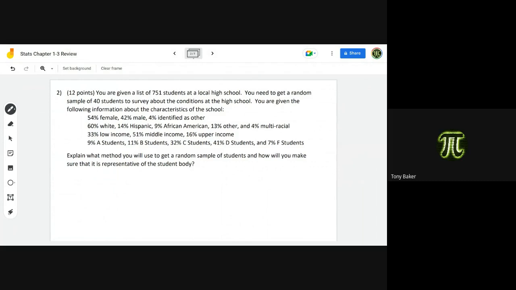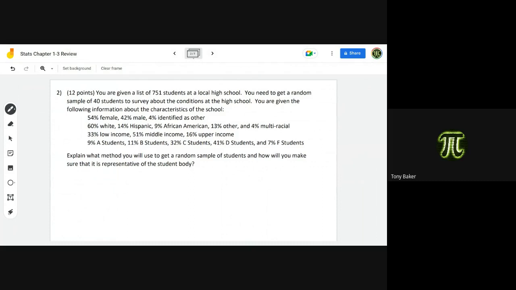Yep, you can get a random number generator and just select 40 people out of 751. Would probably not be the best way to go. So that's the thing. There's tons of right answers. It's how you explain it. So yes, that would work. Now, how would you explain that would give you a good representation of the class?